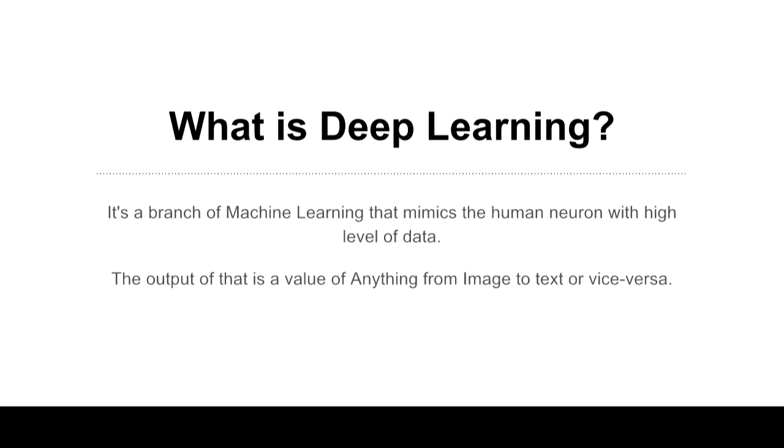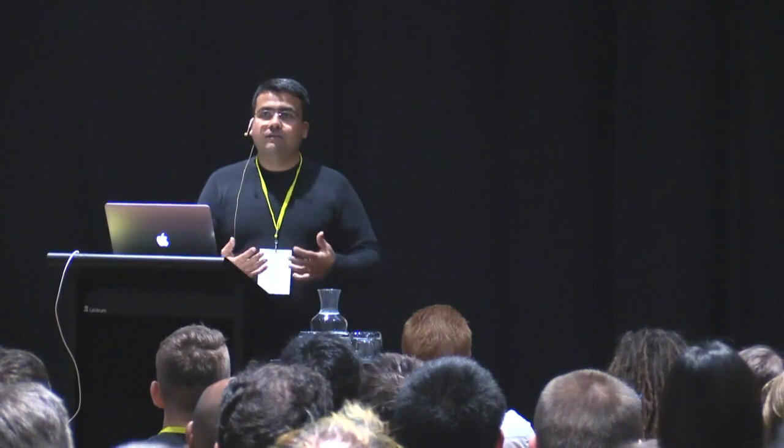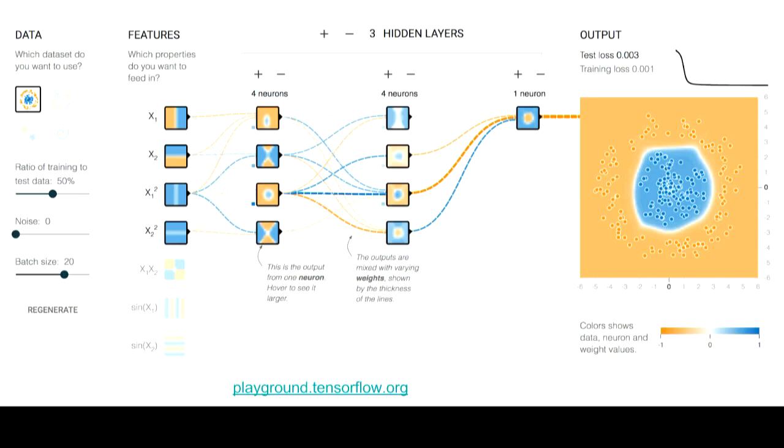And then we keep up with deep learning. So what is deep learning? Deep learning is just a branch of machine learning that mimics the human neuron, with a high level of data. Let's say, instead of analyzing half a dozen inputs, we can analyze 20 million inputs. We can analyze billions of records or petabytes of data to be able to understand that. And then we can put in a video or an image, and classify that image to understand if it is a flower, a dog, a car, or a pedestrian, right? And vice versa.